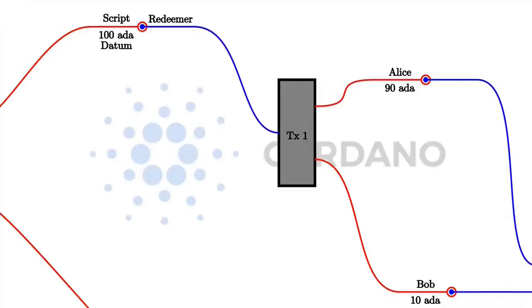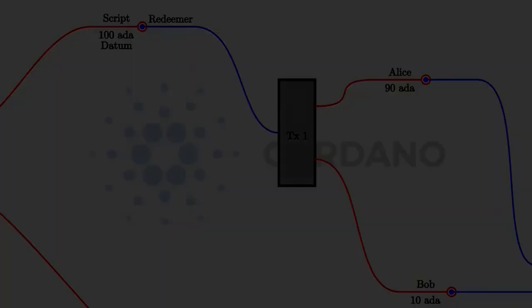But keep in mind that if you're actually building a project, it might be necessary to go down to the low level. So let's start by looking at this data type that is used to represent all three pieces of data that the script receives: datum, redeemer, and script context.